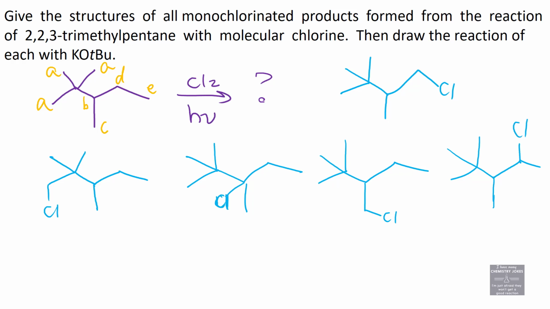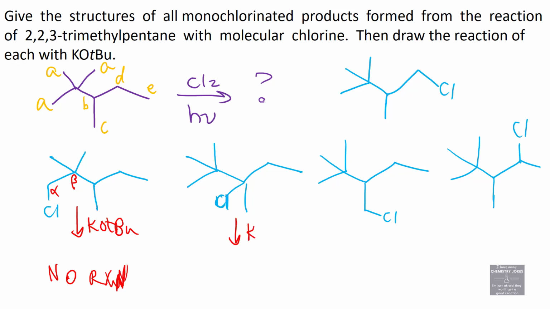It says, then draw the reaction of each with KOtBu. Okay. To this first one, I add KOtBu. It's a primary alkyl halide, which typically means SN2. But KOtBu can't really do SN2. KOtBu's too bulky for that. Uh-oh, we have another problem. There's no beta hydrogen. So I'm going to say no reaction here because KOtBu's too bulky for substitution, and I don't have a beta hydrogen to do elimination.